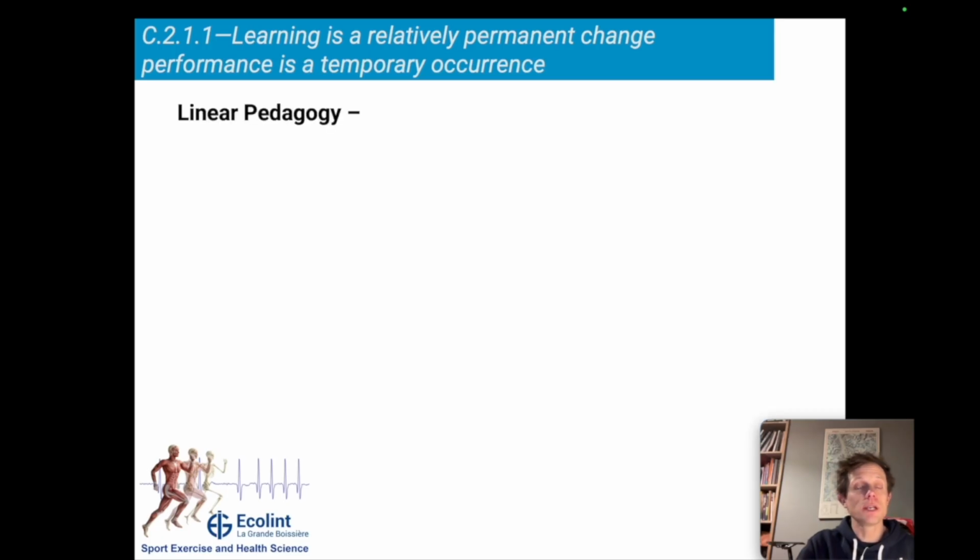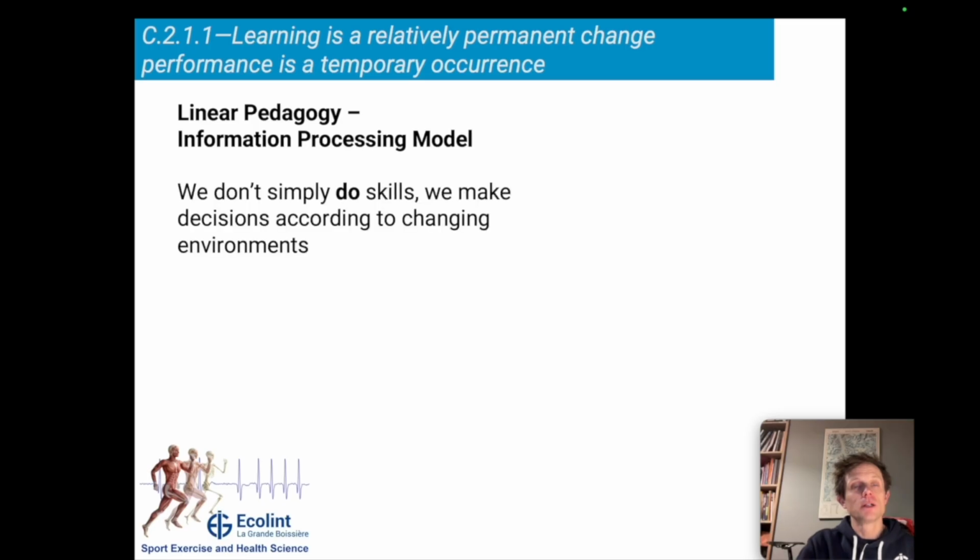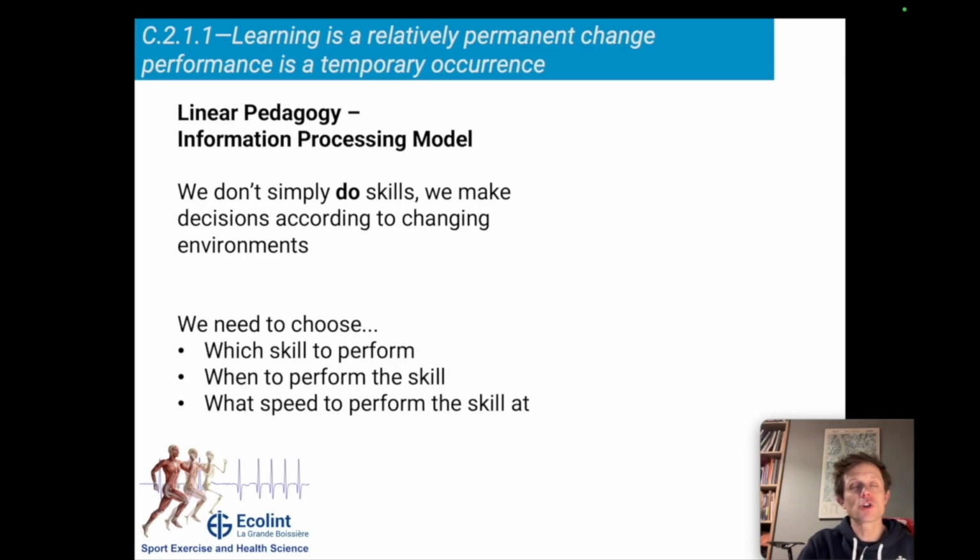Let's discuss now linear pedagogy. And if we think about linear pedagogy, we remember that it's based around something called the information processing model. The idea here is that we don't simply do skills in isolation, we are constantly making decisions according to a changing environment. So we might need to choose which skill to perform, or when to perform that skill, or at what speed to perform that skill.